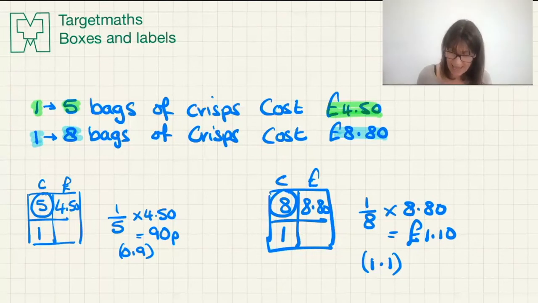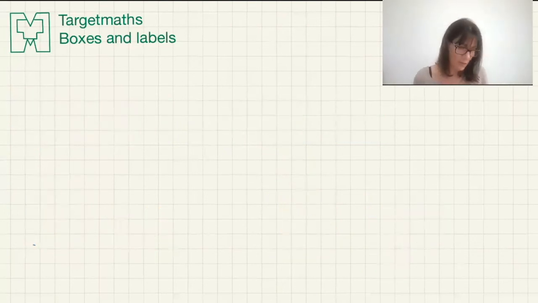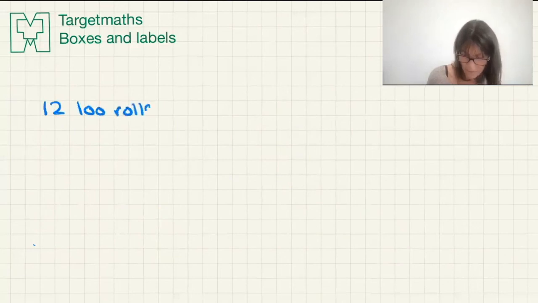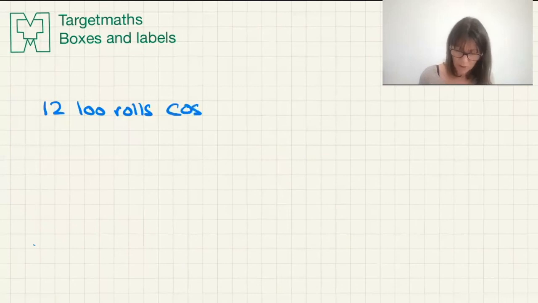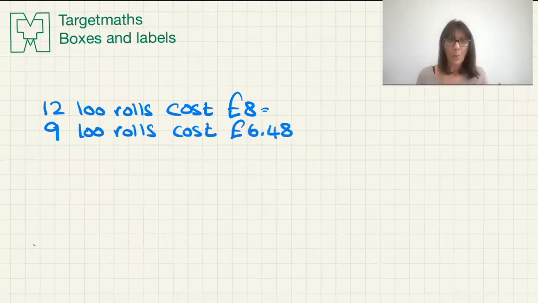Let's do that again so you see it one more time, and then I've got a few little practice questions for you. Okay, so we've got 12 loo rolls. They love loo rolls in the exams, don't they? So 12 loo rolls cost £8. And we'll say that 9 loo rolls cost £6.48. Which pack is the best value for money?